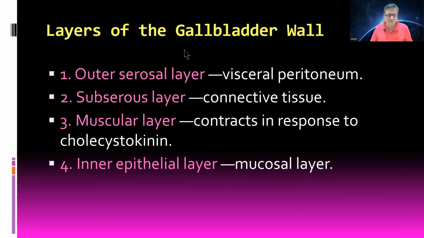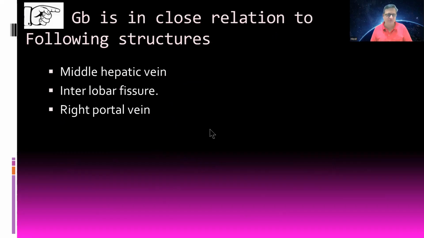Now, what are the layers of the gallbladder wall? So it has four layers. Outer serosal layer, which is formed by the visceral peritoneum. Then interior to that is the subserous layer, which is formed by connective tissue. Then inner to that is the muscular layer, which contracts in response to hormone cholecystokinin, and inner epithelial layer, which is the mucosal layer. So four layers are there.